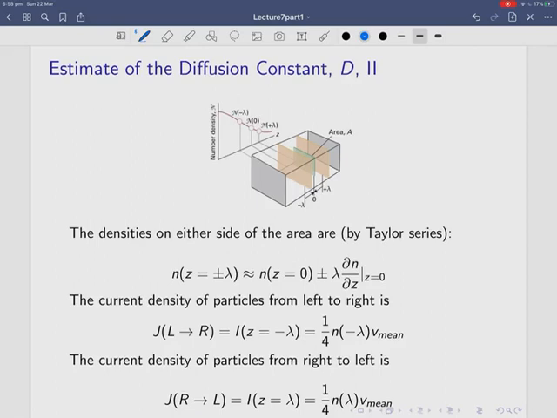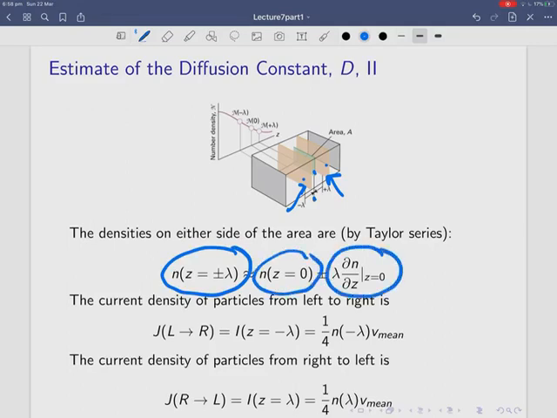So, the densities on either side of the area, we can calculate those, or estimate them by Taylor series expansion. So let's take our two plates, here's our area here, and we're going to take a plate at minus lambda and a plate at plus lambda. And the density of the molecules at plus or minus lambda at these two plates is equal to the density in the middle plus or minus lambda times dn/dz. That's just Taylor series expansion. And we're going to take the dn/dz, the derivative of the density with respect to z at z equals 0.